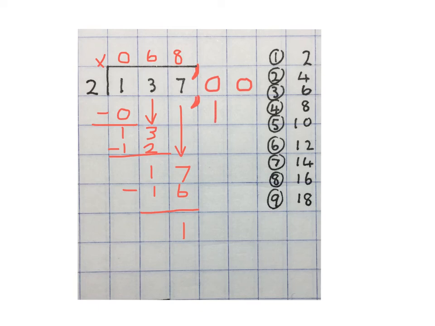You bring down the next number. So that makes this a 10. Then you ask, again, how many 2s are there in 10? You look over there, that's 5. You write your 5 up there. Then you go through the whole rhythm again.